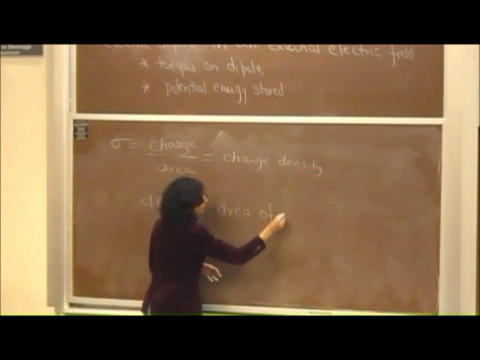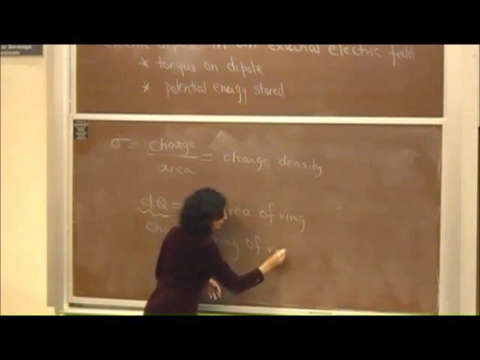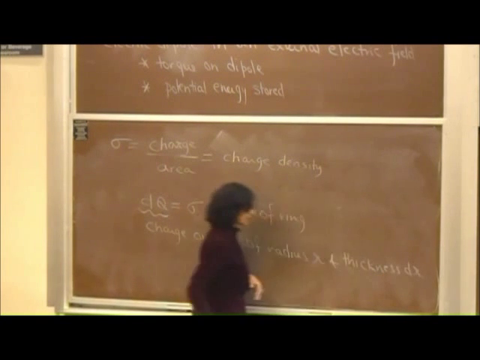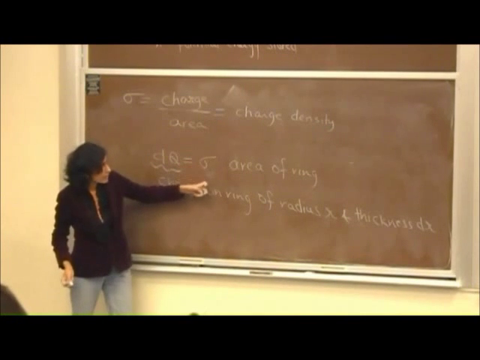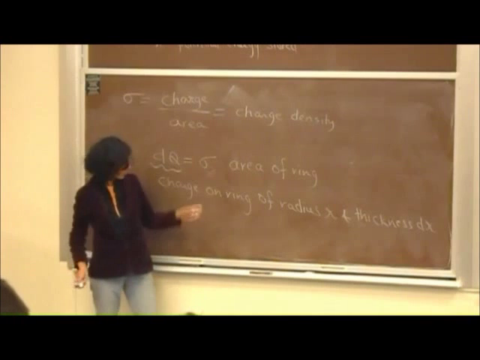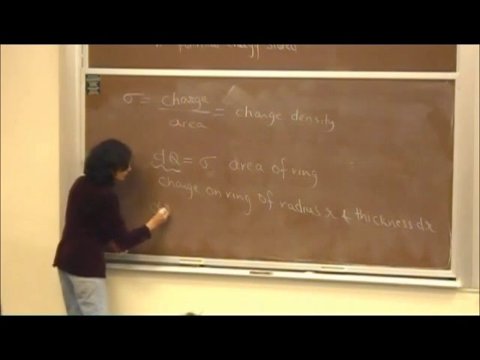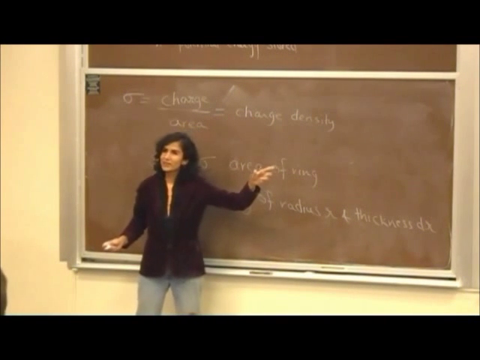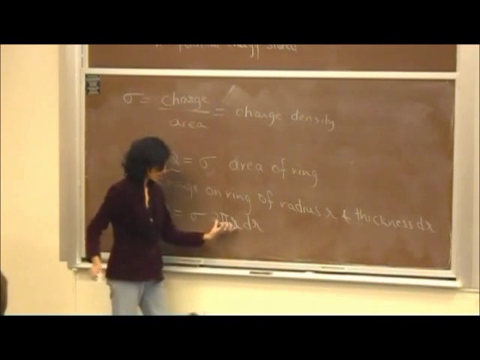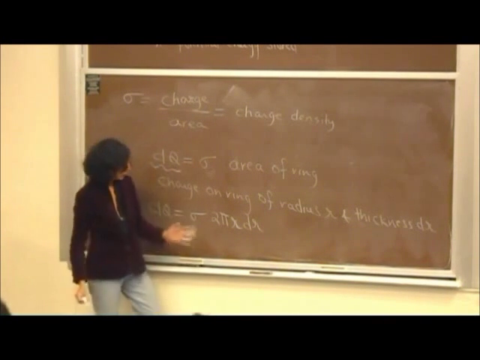So it should be dQ is the charge on the ring of radius r and thickness dr, right? So then, we know that dQ must be equal to charge per unit area times the area. But now the question is, what is the area of that ring of radius r and thickness dr? So dQ is equal to sigma times the area of the ring, and area of the ring is? 2 pi r is its circumference times? The thickness, dr, very good. So the area of the ring is the circumference times the thickness. Right? So this is our dq.